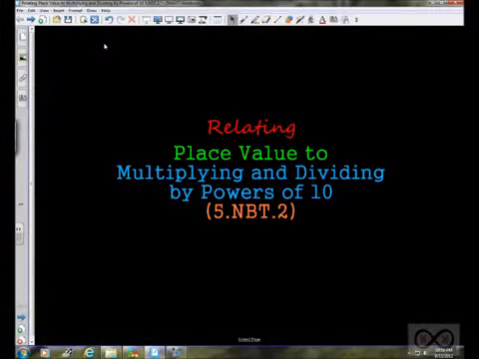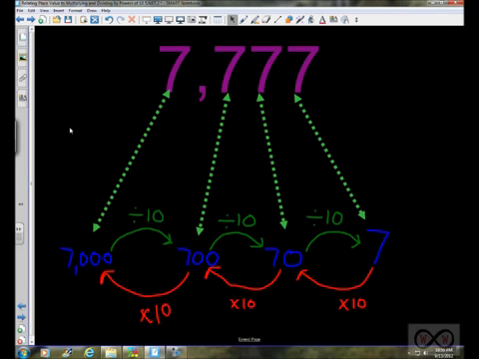In this lesson, we're going to take a look at relating place value to multiplying and dividing by powers of 10. And this is standard 5.NBT.2. In the previous lesson, we took a look at the number 7,777. And we noticed that even though it's made up of sevens, the digit 7 has a different value for each place it's in.